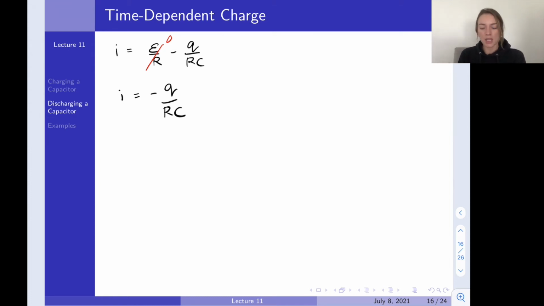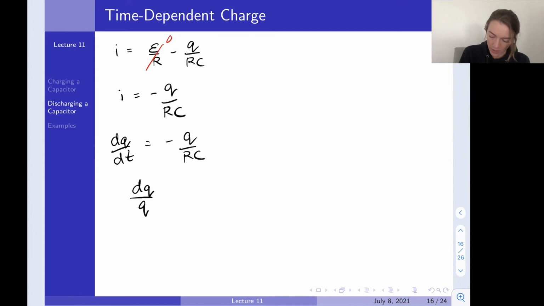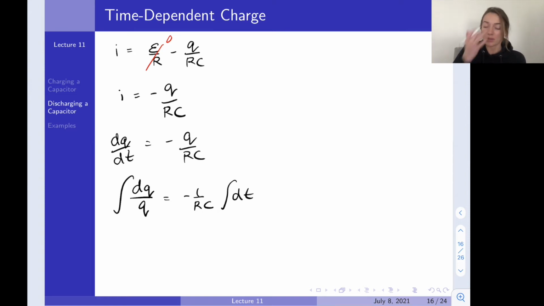So we do the same thing. We convert I to the derivative of charge with respect to time, so dQ/dt is equal to negative Q over RC. Now I'm going to do separation of variables again. So I'm going to have dQ over Q is equal to negative 1 over RC dt. And I'm going to integrate both sides.